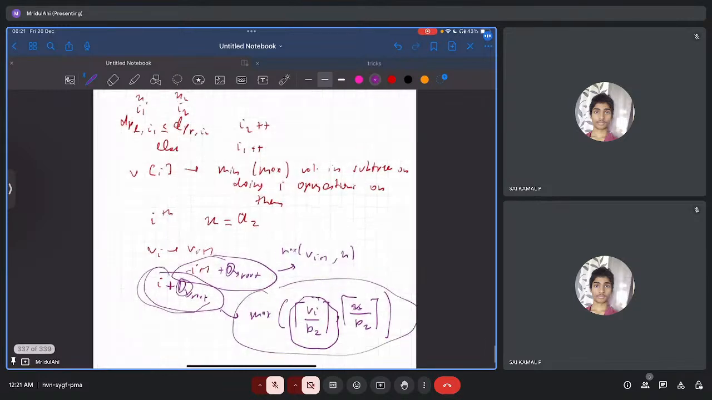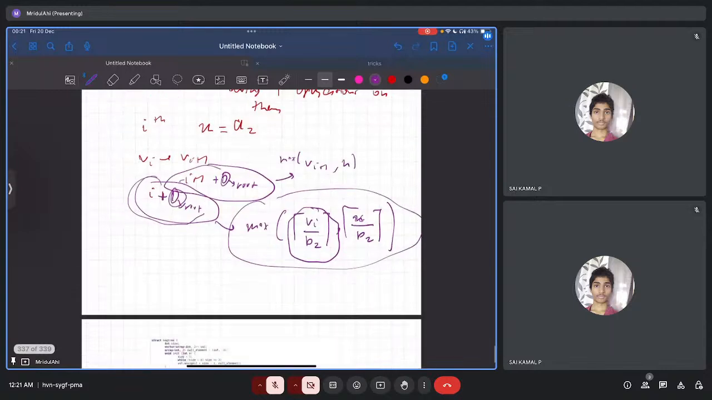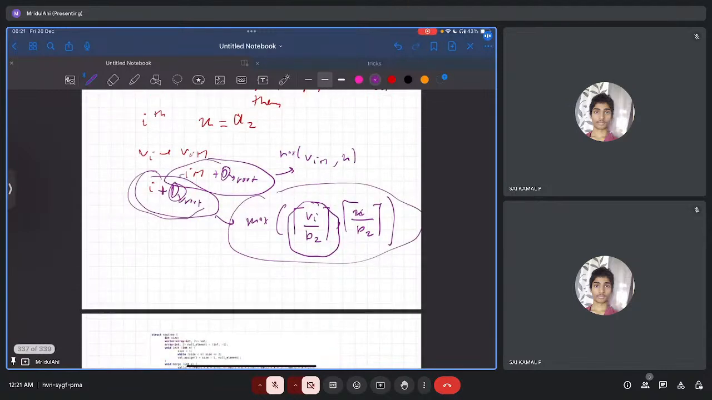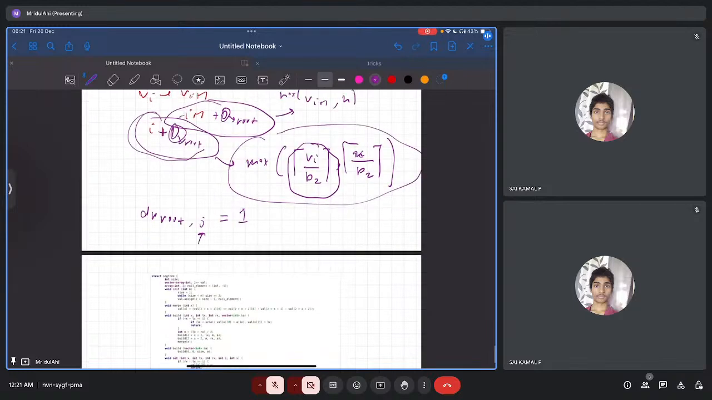So we have the dp values of each node. In the end, the answer will be the first index for which dp of root comma j equals 1. The smallest such j will be the answer.